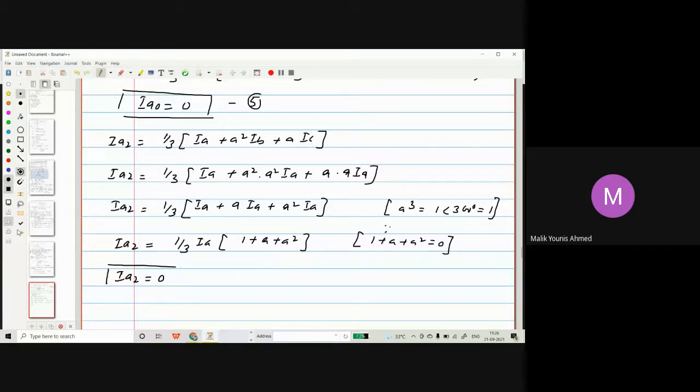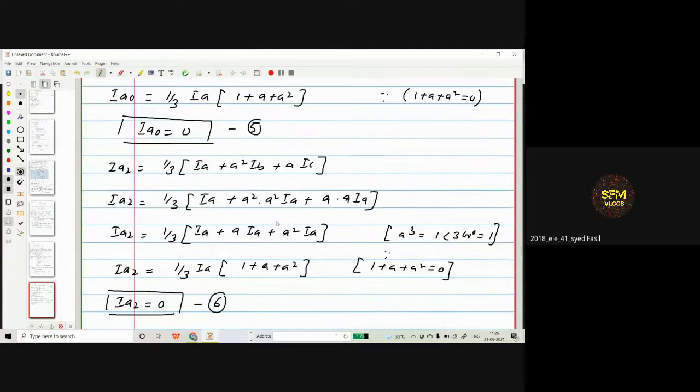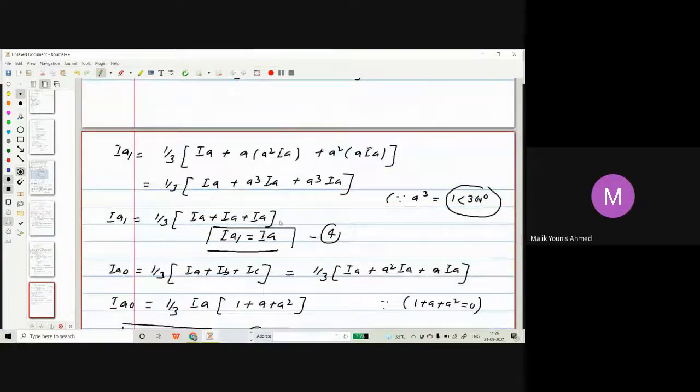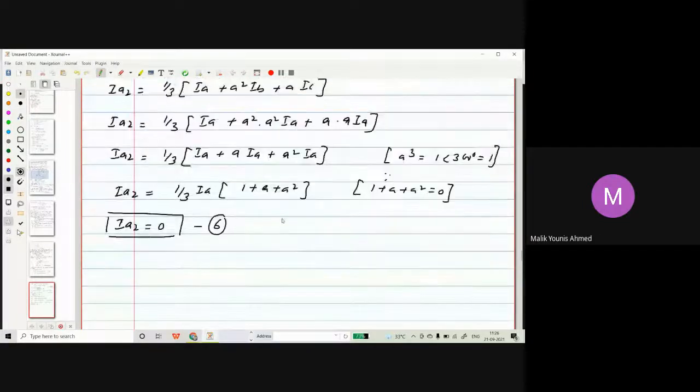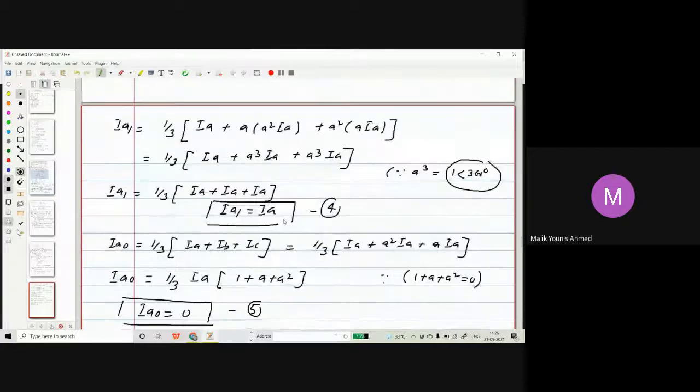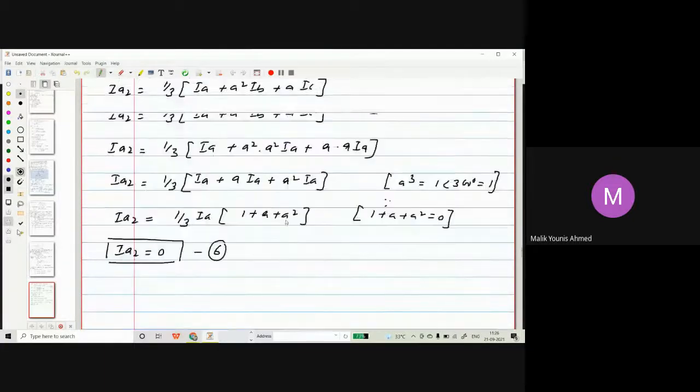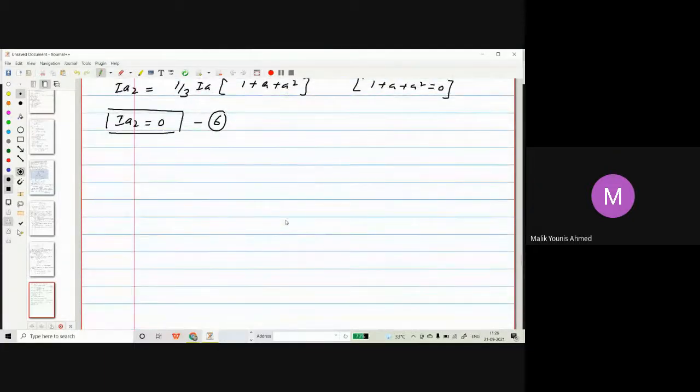Let's call this relationship number 6 in the box. This was about the symmetrical currents. What are the 3? 2 are missing. We have only the positive sequence current. Now let's talk about the voltages.